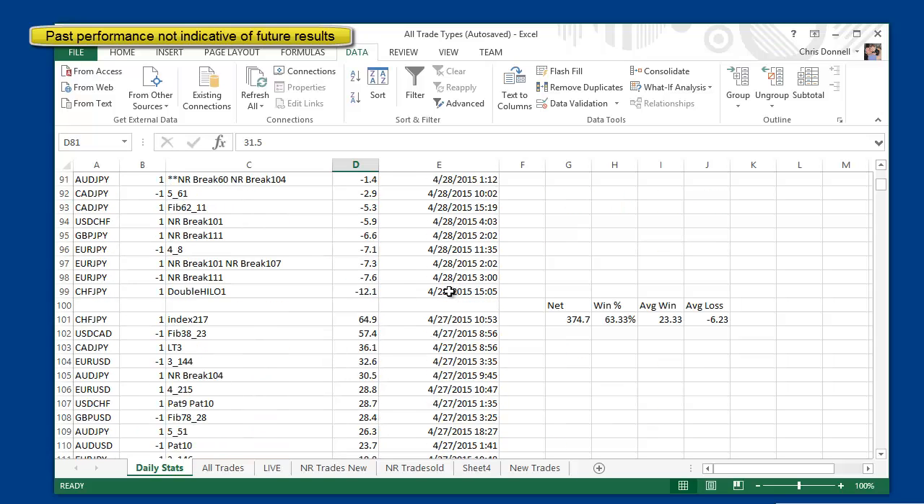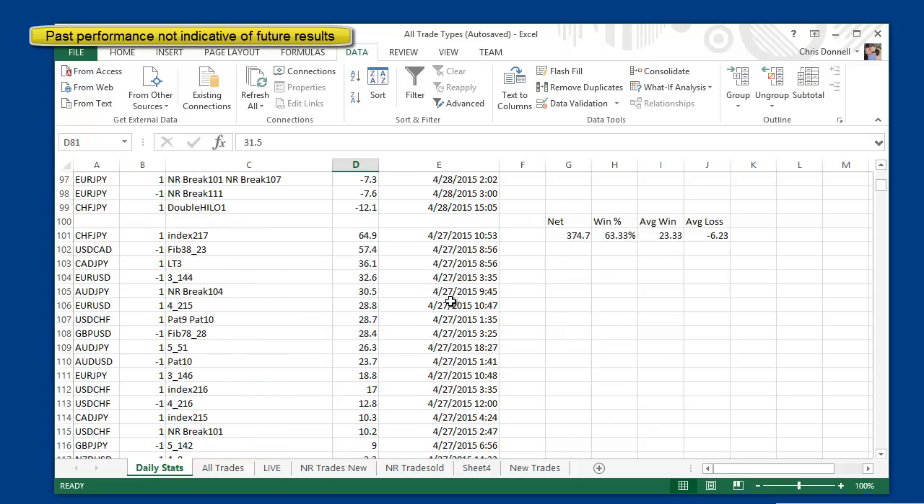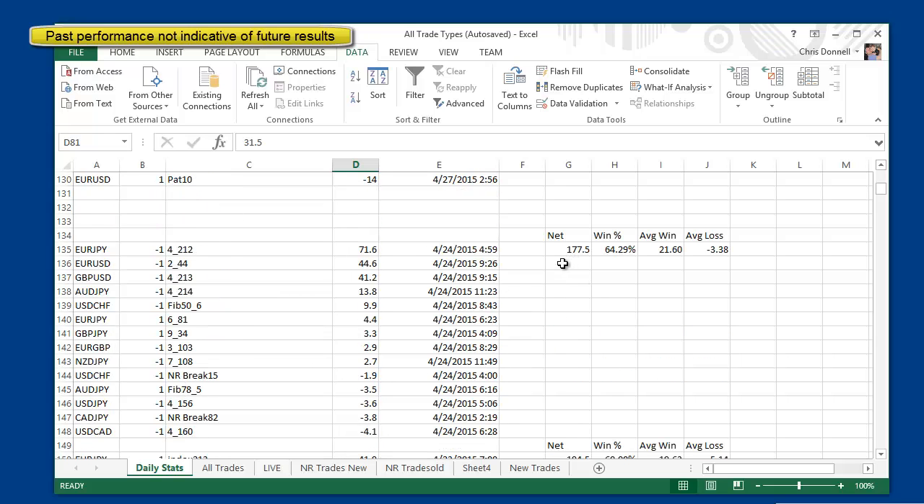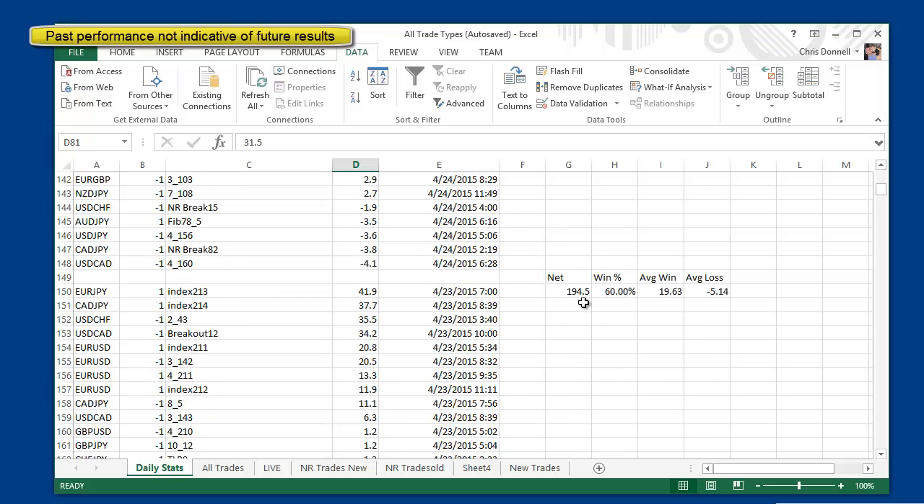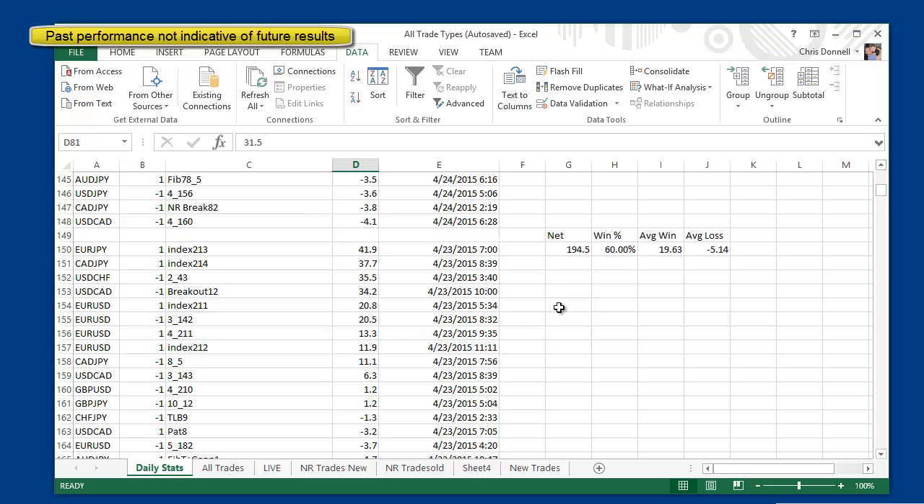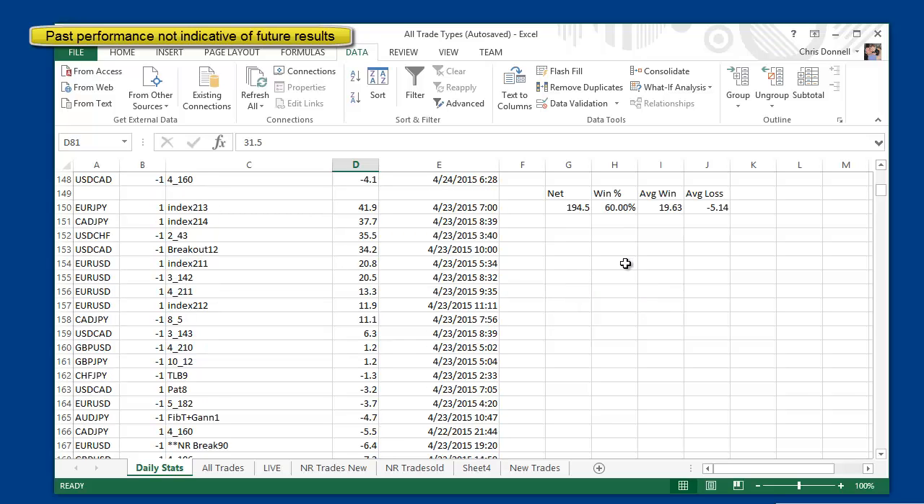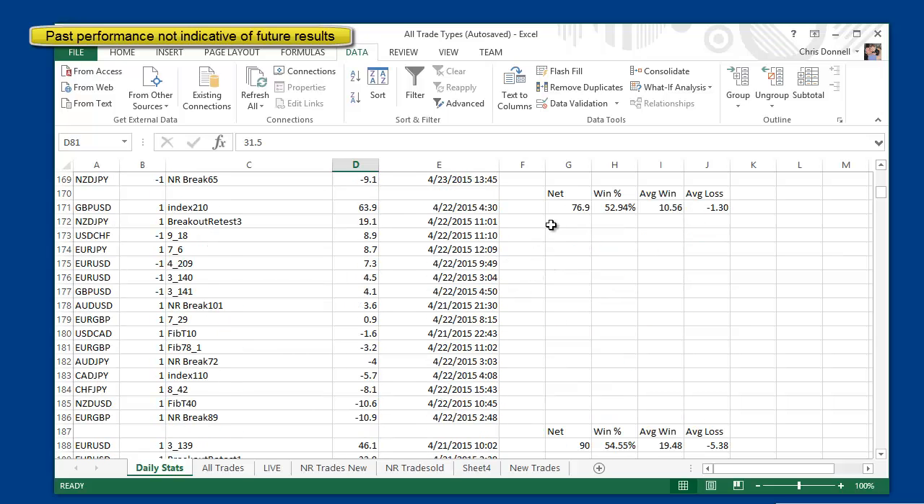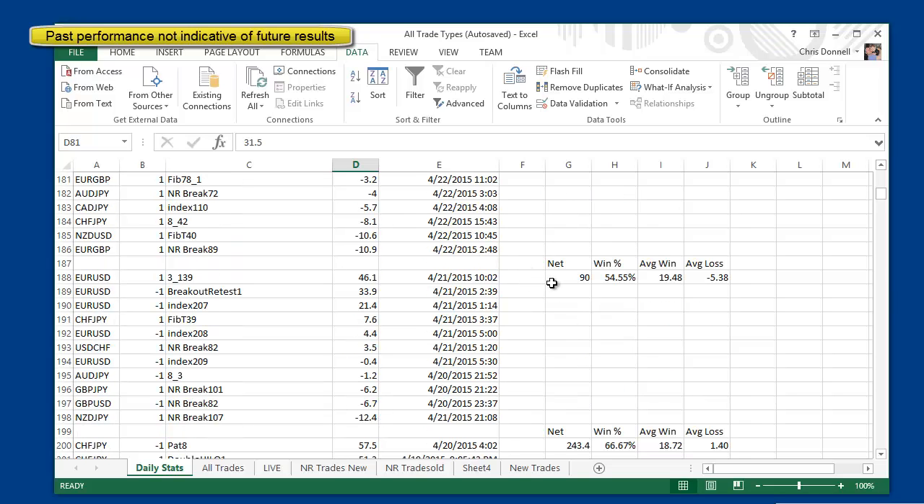Previous week didn't quite do so well. Here we'll show you last Friday, 177 pips, pretty decent winning percentage. Day before, 194 pips, 60% winning. But the average losses tend to be pretty good. 76 pips that day. That's probably the worst in months. 90 pips that day. Not many trades.